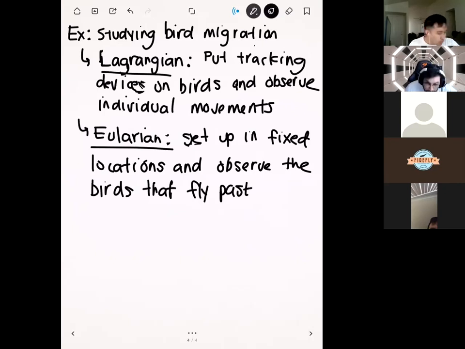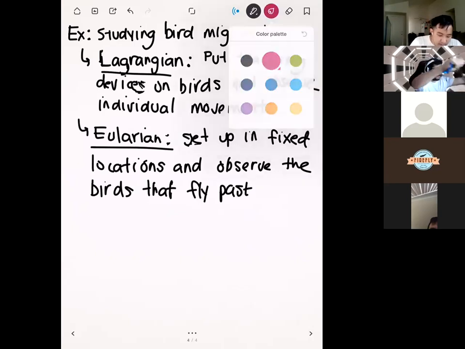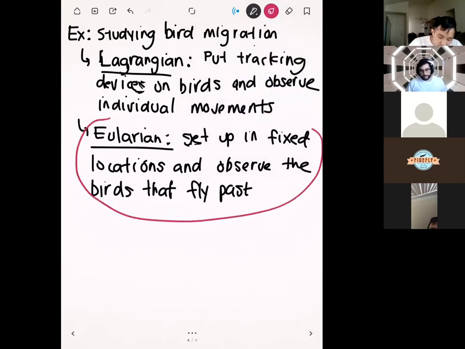And so that's just another way to visualize the differences between the two, okay? And so, when we have these two methods, you can ask, which one is better? Neither of them is better than the other. They both give you important information, for fluids and for bird migration. But there is a method that's more common, and for fluid mechanics it is actually the Eulerian description.